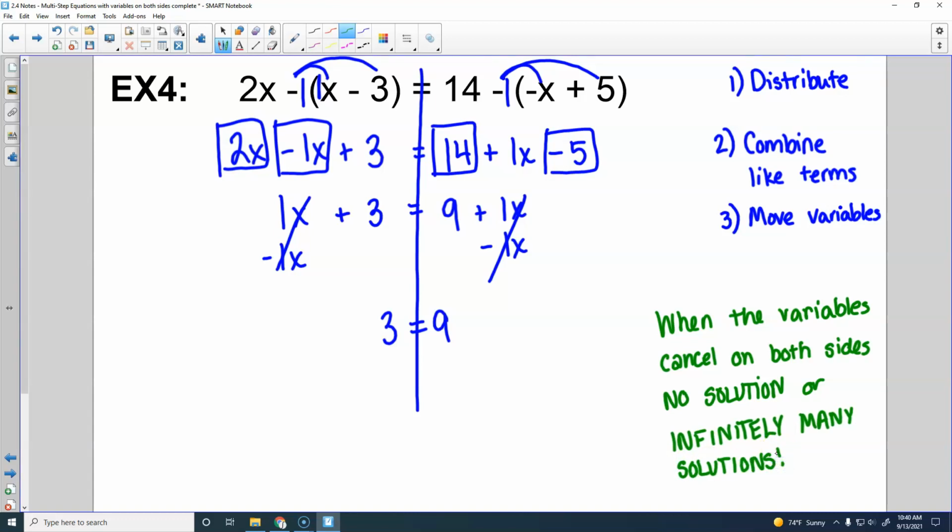Alright, so if you have a true statement, it will be infinitely many solutions. If you have a false statement, it's no solution. Does 3 equal 9? No. 3 does not equal 9. That is false, so we say no solution.